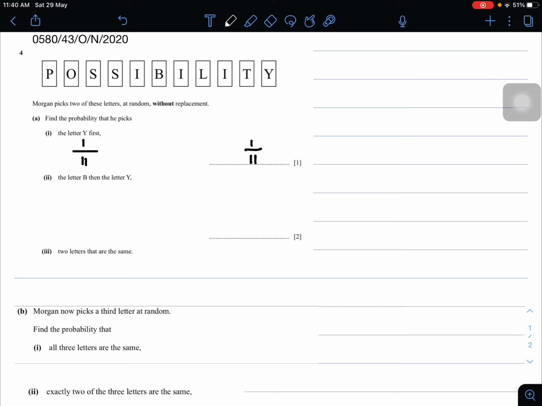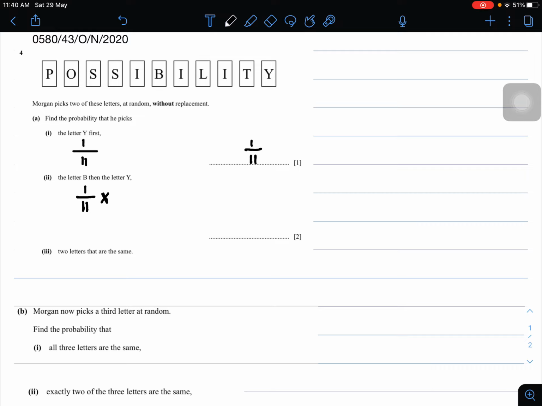So the probability of picking a B would be the same probability as picking a Y, as there is only one B out of the 11 letters. So 1 out of 11 multiplied by, because they are asking for B in the first pick and Y in the second pick, the AND indicates that you have to multiply the two probabilities.